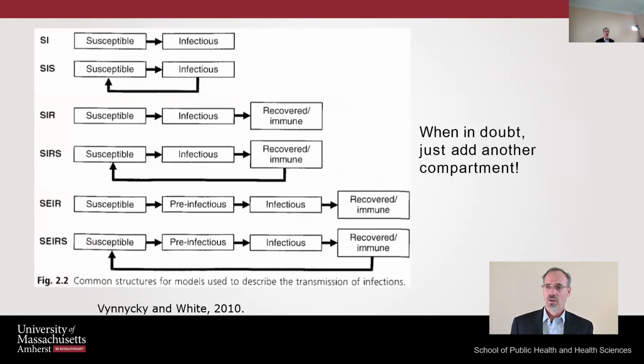So these are some different types of models: SI, SIS, susceptible, infected, susceptible. So people move back into the susceptible state and then are able to be infected again. SIR and SIRS, so people can be recovered and immune, or they can become susceptible again. SEIR and SEIRS. So when in doubt, just add another compartment, just add another population. You can do whatever you need to do.